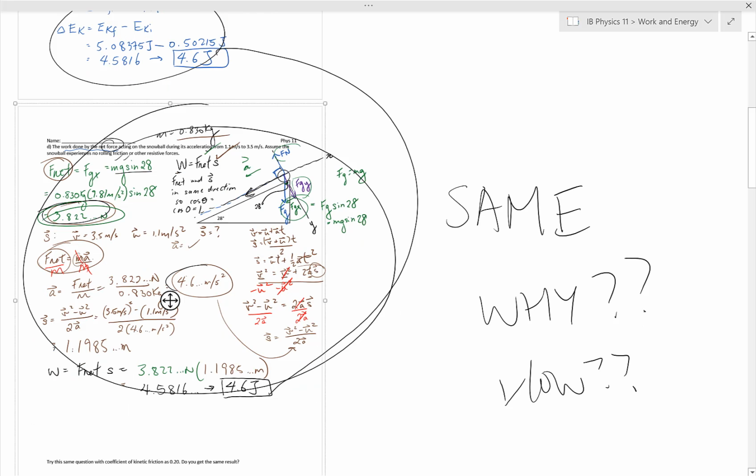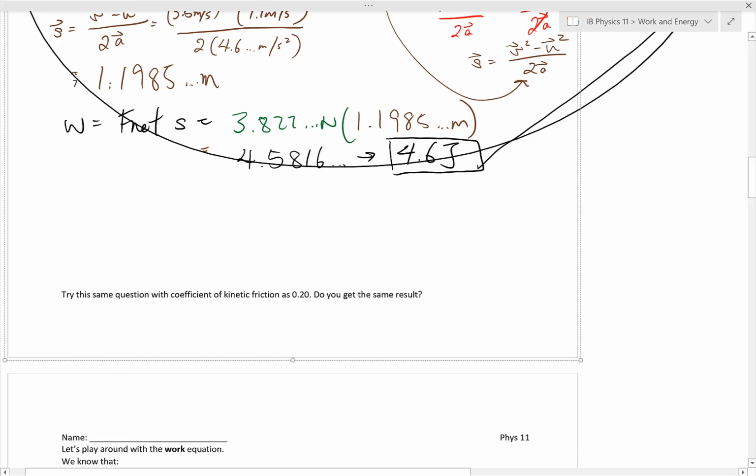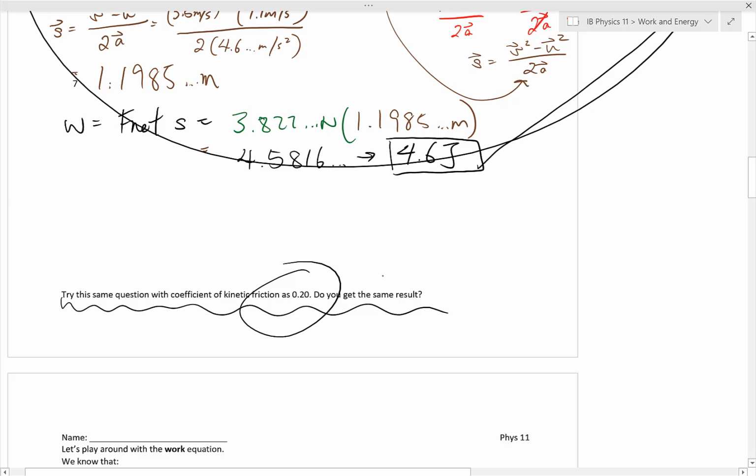We need to try and play around with some of these equations. Maybe that can give us a hint at why the change in kinetic energy is exactly the same thing as the work done by the net force on the snowball. I also have a challenge for you that you can try. Try the same question here, but instead with a coefficient of kinetic friction of 0.20. In fact, try any coefficient of friction. See what you find. Will you find the same thing? Ooh, interesting, eh?